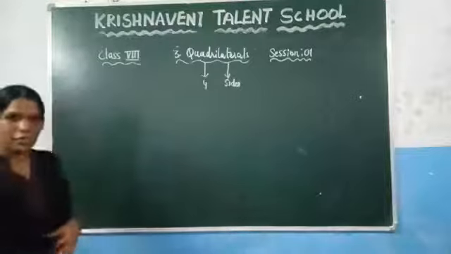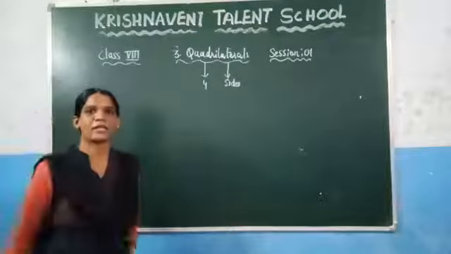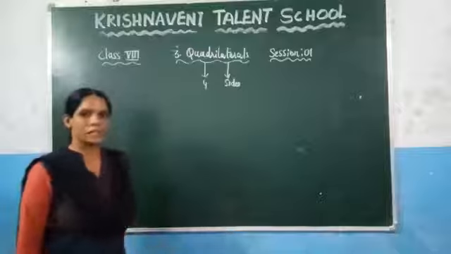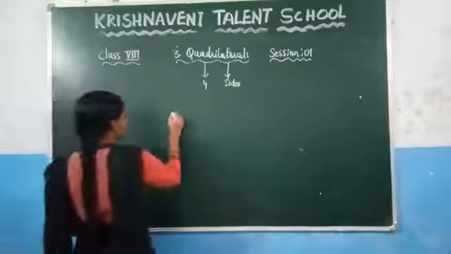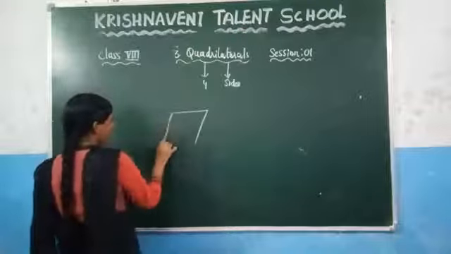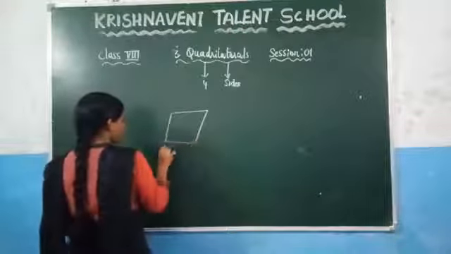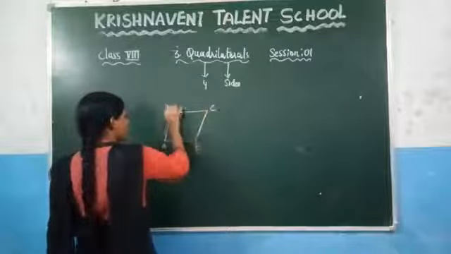You already know that the sum of the angles of a triangle is 180. You already studied that in the previous classes. So here let us draw the quadrilateral now. This is a quadrilateral. Mark it as A, B, C.